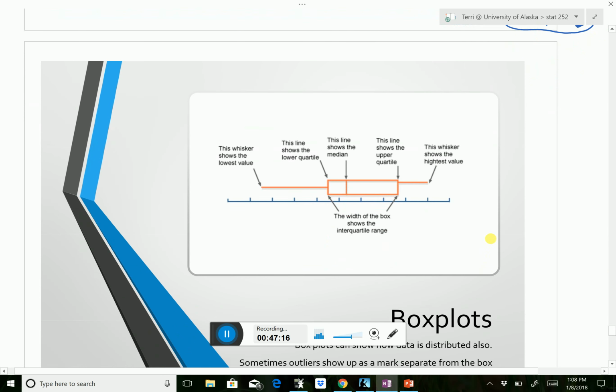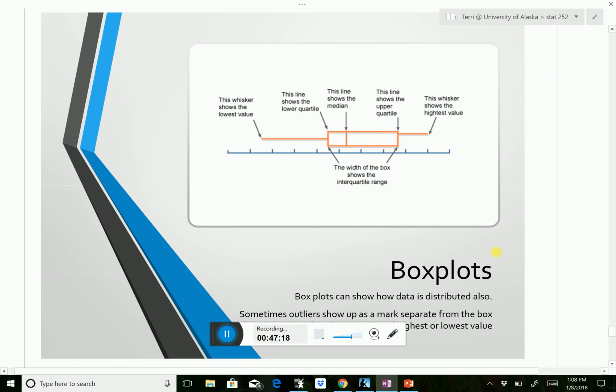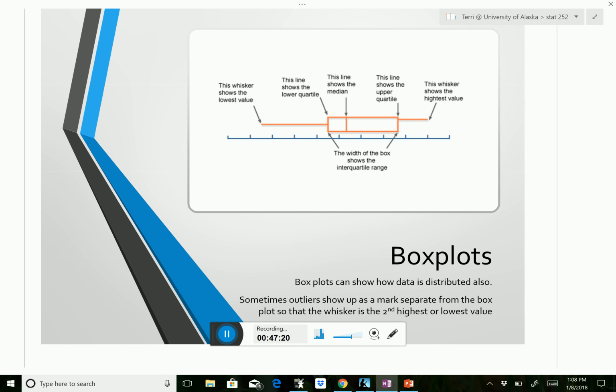So let's take a look at what this looks like. Here's a good example of a box plot. This whisker right here shows your lowest value, or your minimum. This one shows you your lower quartile, Q1. This one is your median, not your mean, be careful. This one's Q3. This one shows the max.